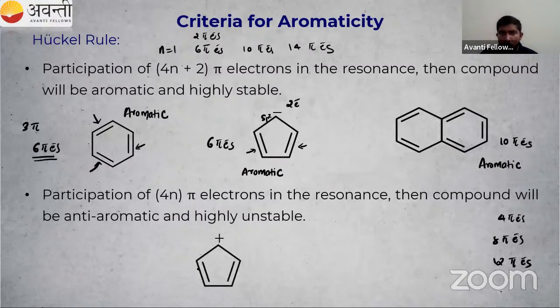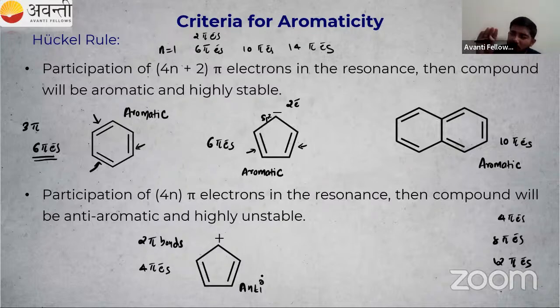So check here. How many pi bonds? There are 2 pi bonds present. What about the positive charge? Positive charge means no electrons. It is a vacant orbital. So 2 pi bonds means 2 into 2, 4 pi electrons are present. So it is following the 4n pi rule, 4 into 1 into pi. So this is anti-aromatic. If it is anti-aromatic, stability is very low. If it is aromatic, stability is very high. If it is non-aromatic, stability is in between.